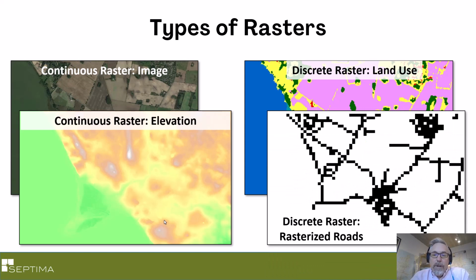Another example of a discrete raster would be rasterized roads, where we've taken a vector roads data set and converted it to raster, and we end up with this stair-stepped view of roads. We won't be doing this in the course, but we will be going the other direction. We will be polygonizing or vectorizing a raster data set at the end of the course.